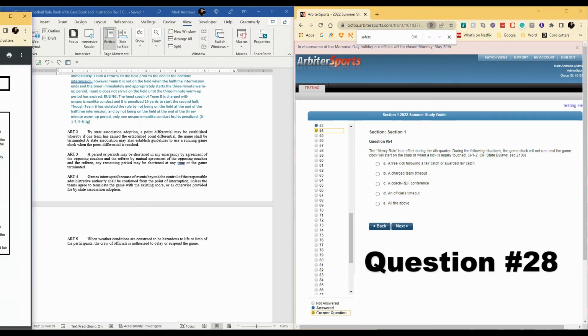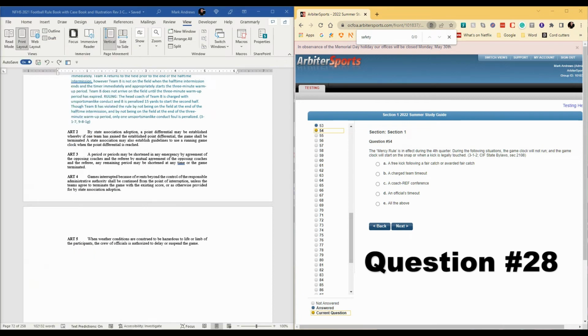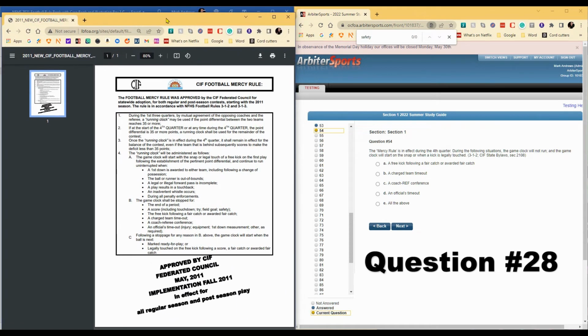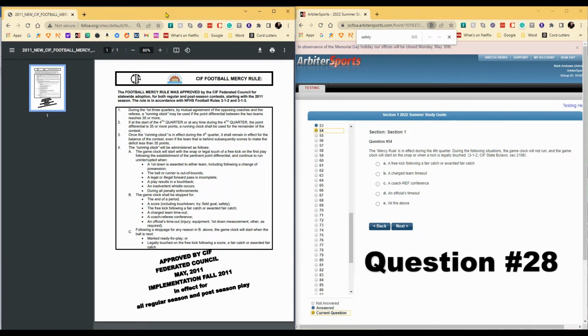And here is the mercy rule. All right. So this was adopted in 2011, evidently. I couldn't find anything newer than that. And this is the mercy rule. So basically, during the first three quarters, if both teams agree to have a running clock, then the clock will run continuously with the exception of a few things that are down here. We'll go over that in a second.